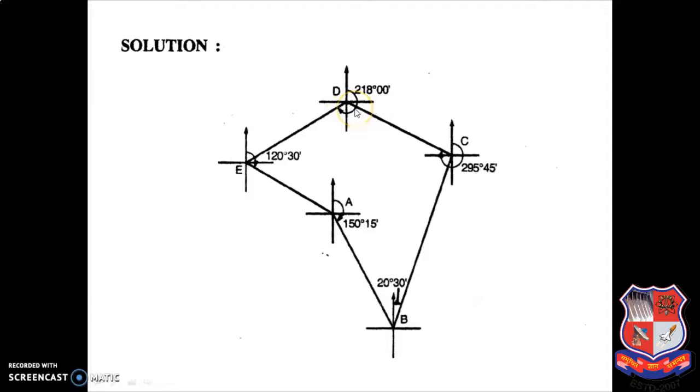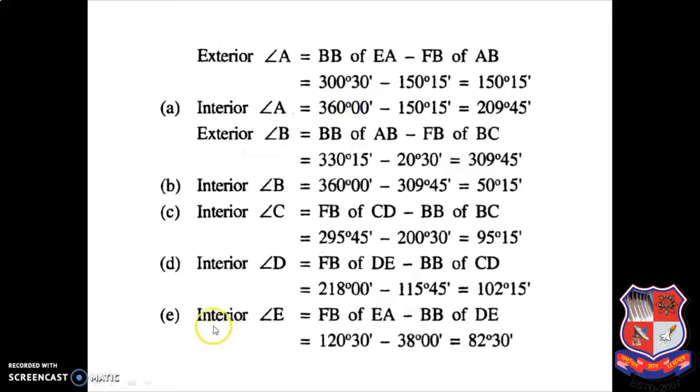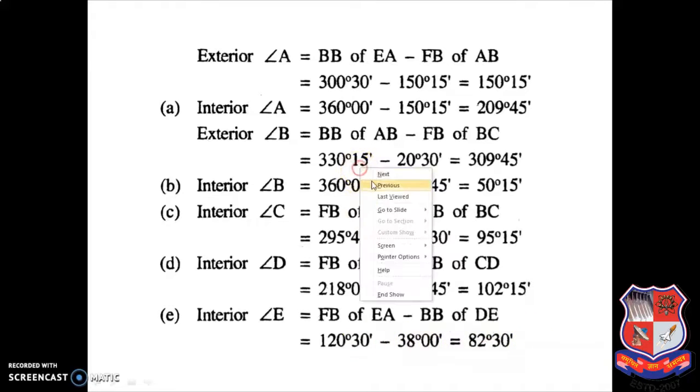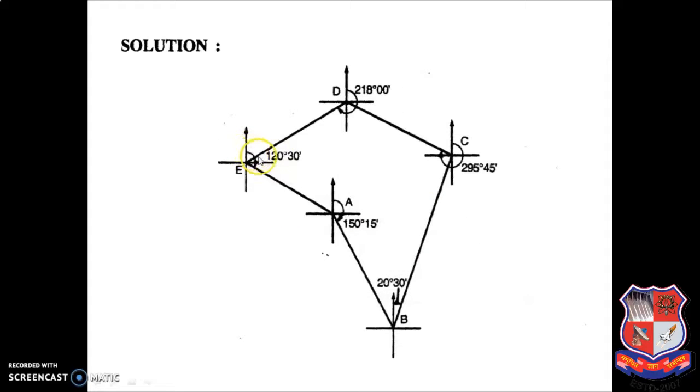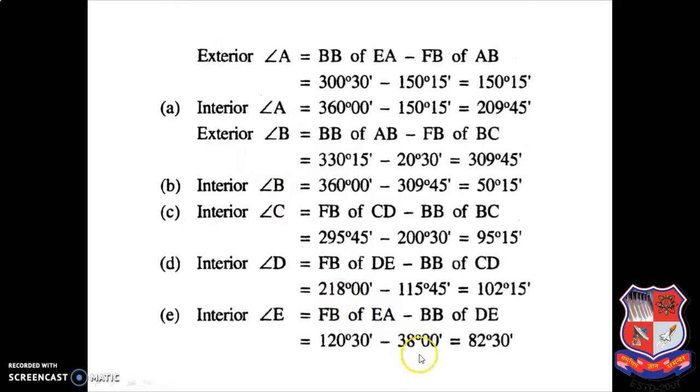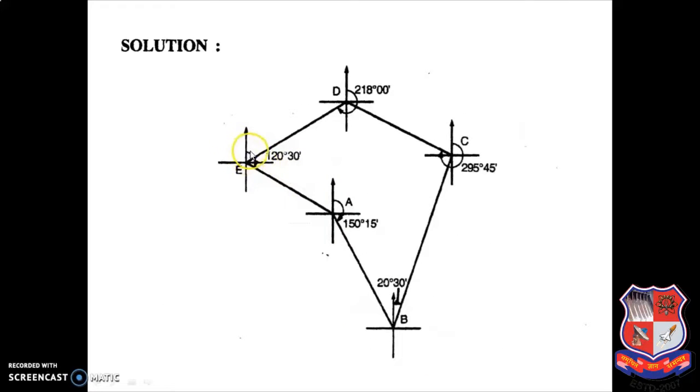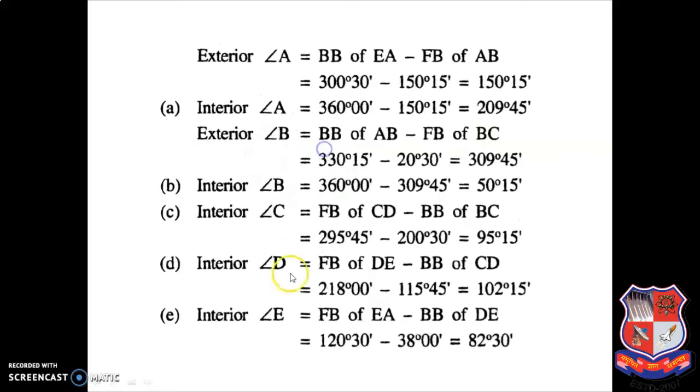So interior angle D. Same way to calculate angle E, two readings required: fore bearing of line EA and back bearing of line DE. Fore bearing of line EA is 120 degree 30 minute minus back bearing of line DE, 38 degree. Your answer is 82 degree 30 minute. You can see here 120 degree 30 minute and 38 degree, from here to here. Again your angle is formed inside the traverse, so again it is an interior angle.